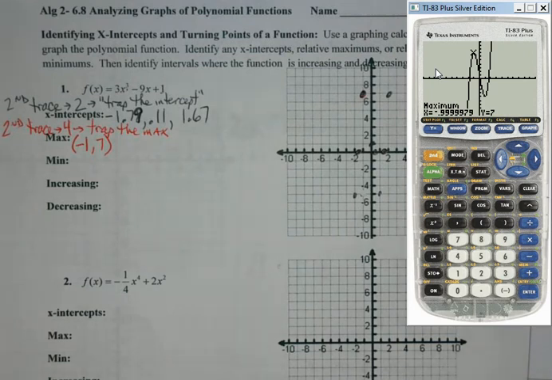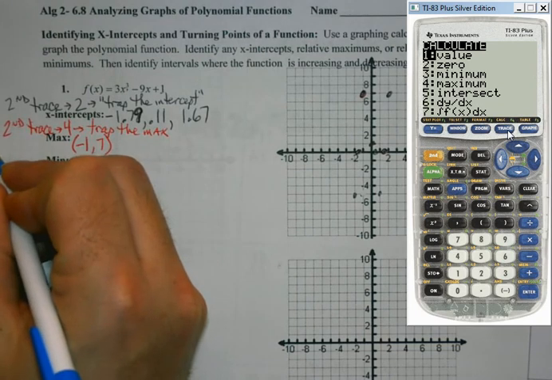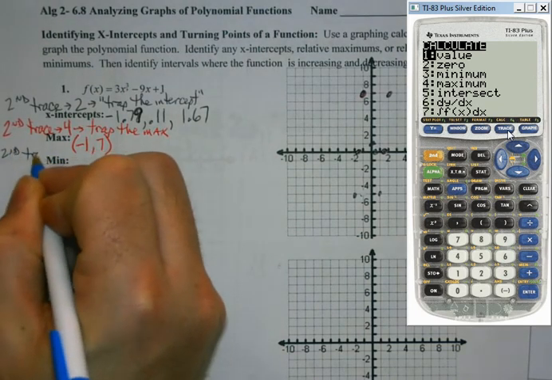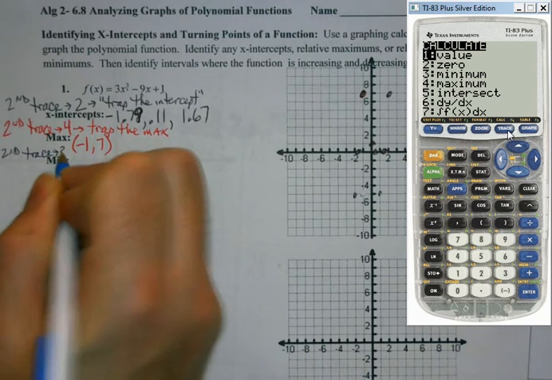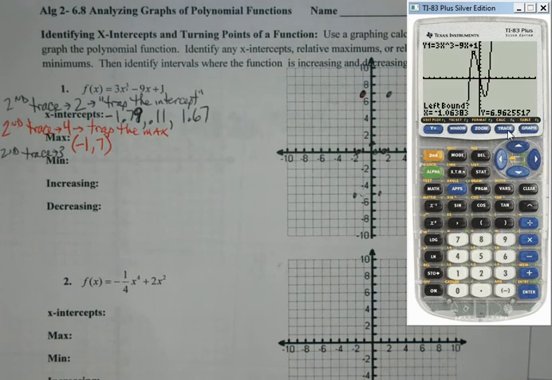However, when I do min, you'll never guess which menu we're going to use. Second trace. What number am I hitting this time? 3. So second trace 3 gets me the min. The process works the same way.